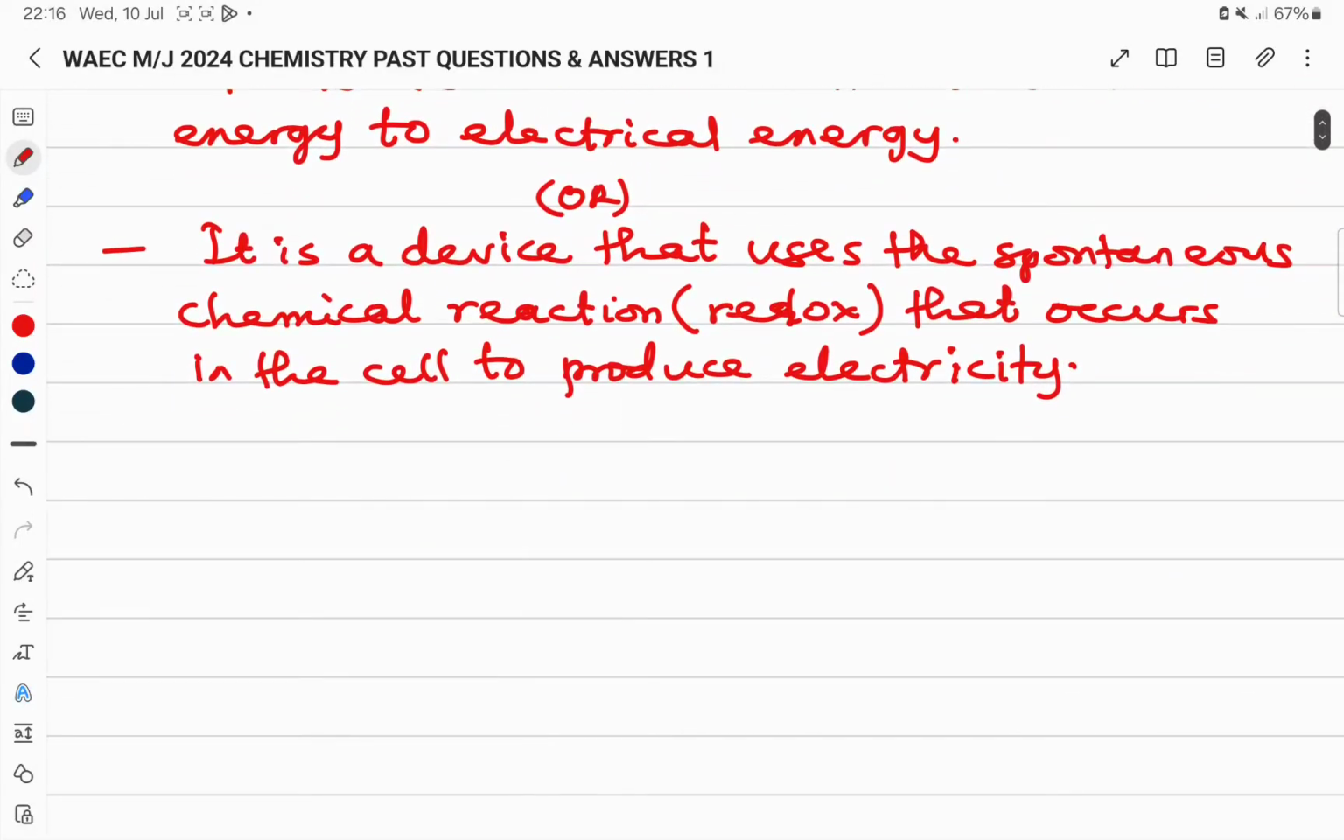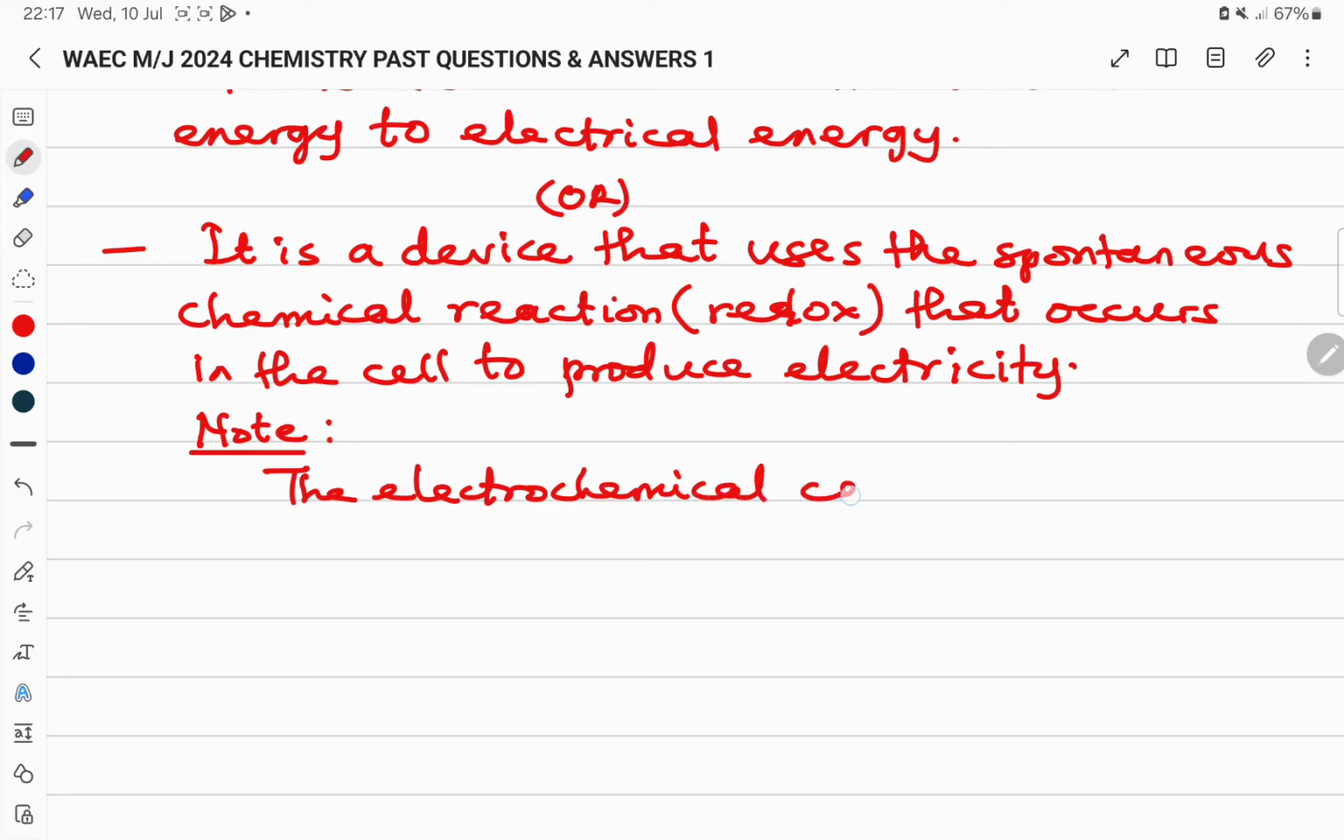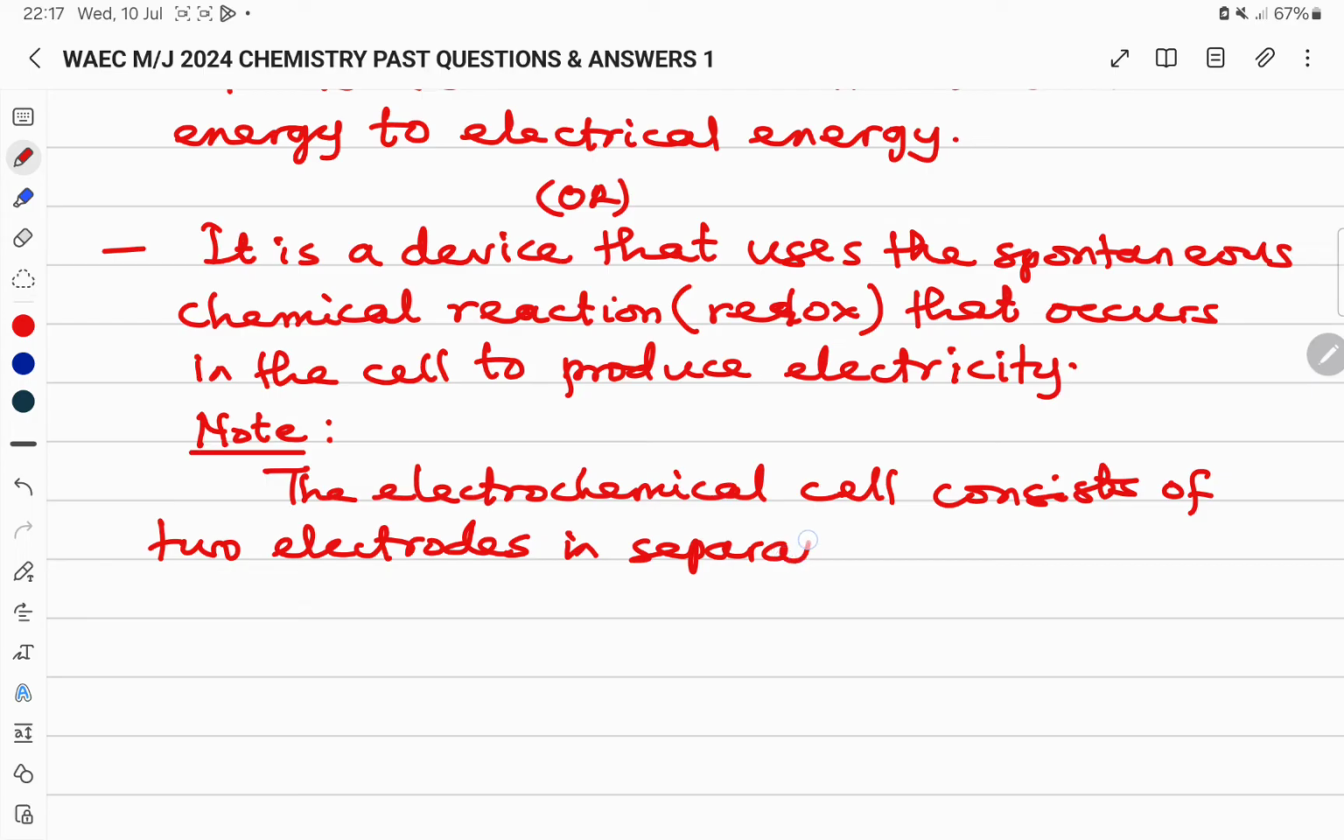So based on this definition, I would like to make some important notes just to make more explanation. The electrochemical cell we just defined, we said that it consists of two half cells. And in the two half cells we have electrodes. So it consists of two electrodes. That's a description of it. Consists of two electrodes in separate half cells.